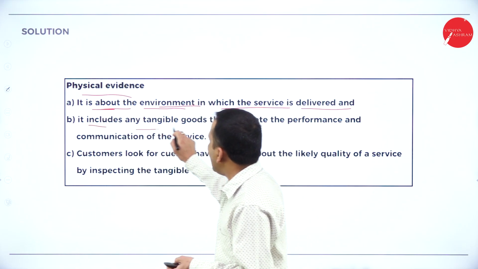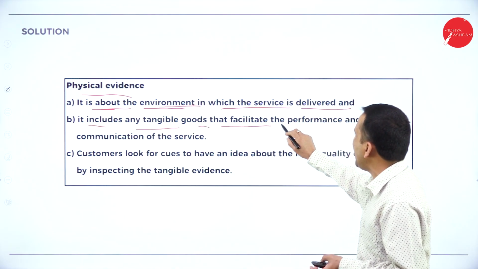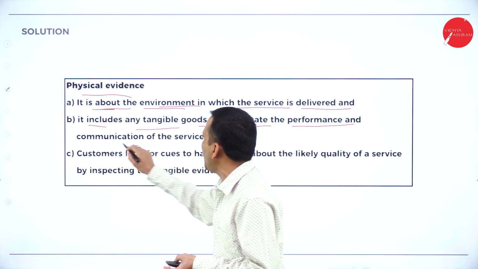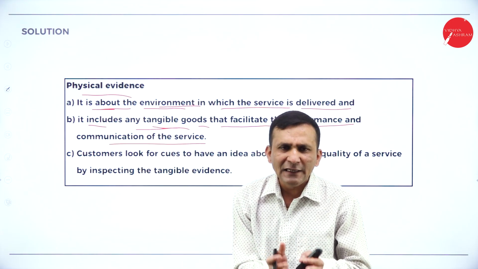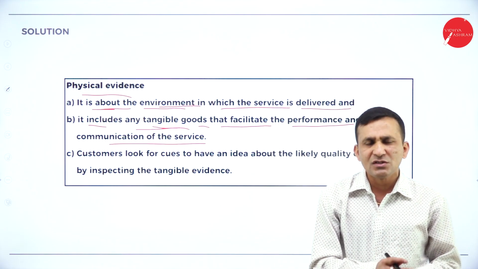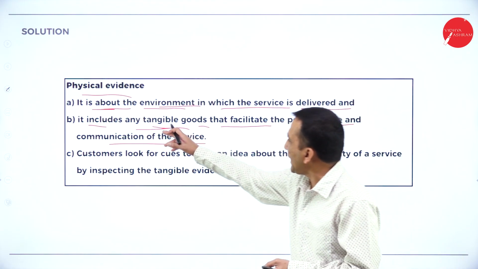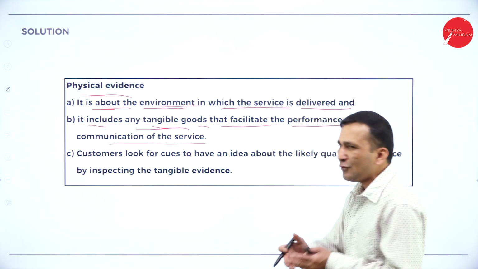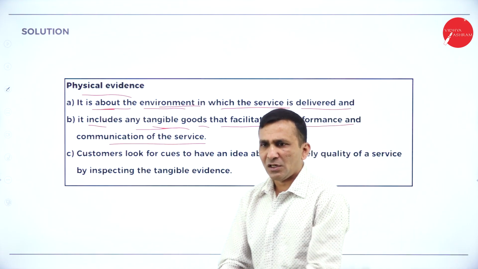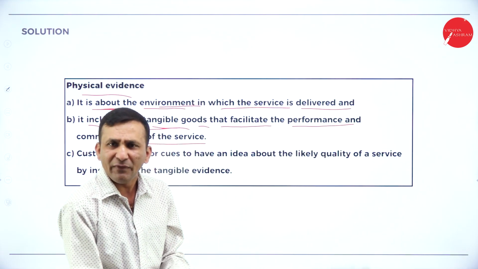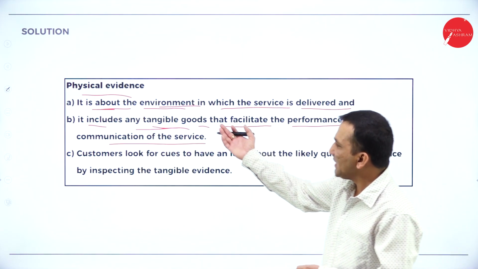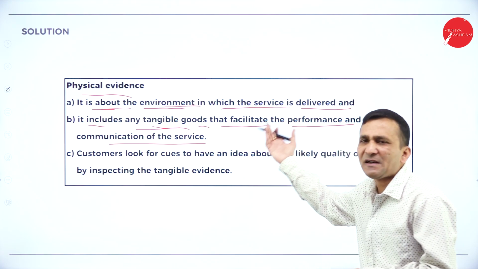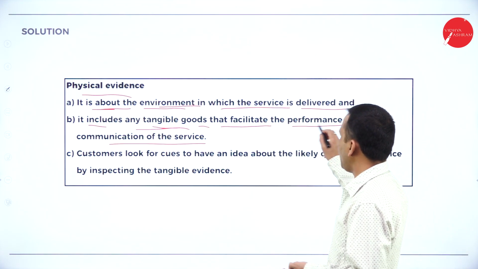So it includes any tangible goods that facilitate the performance and the communication of the service. What does tangible mean? For any service, you connect tangible goods related to the facility, such as the sitting arrangement or the swimming pool in a restaurant, which is tangible in nature, right? This is for connecting the service and the performance.